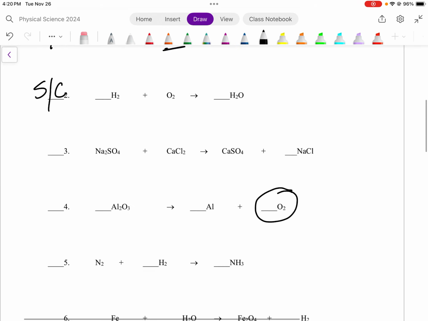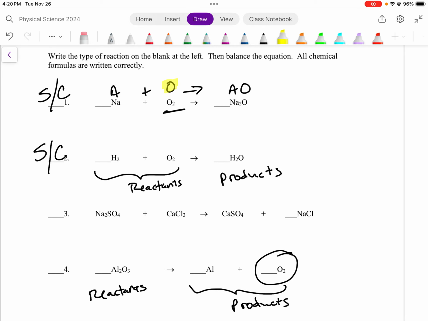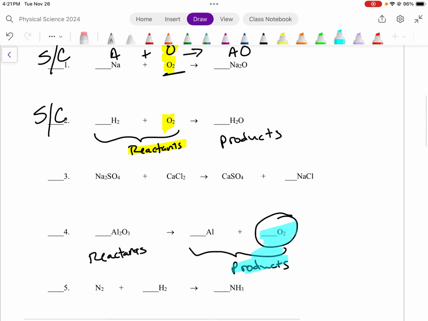I will point out number 4. Notice over here, oxygen is all by itself. But remember the difference, notice the placement of the oxygen. In numbers 1 and 2, oxygen's in the reactants. That's what makes it combustion. Notice in number 4, oxygen is in the products.